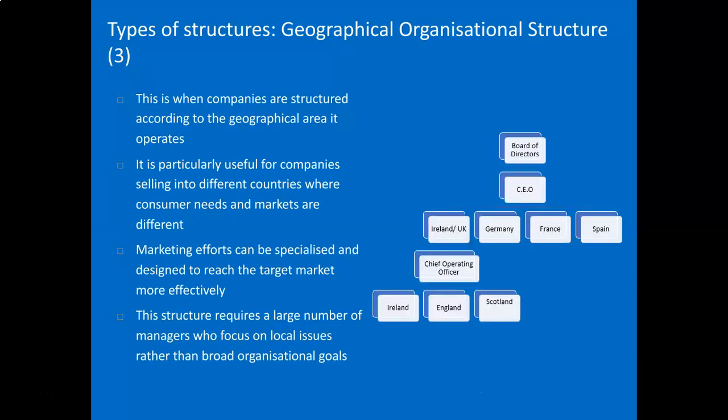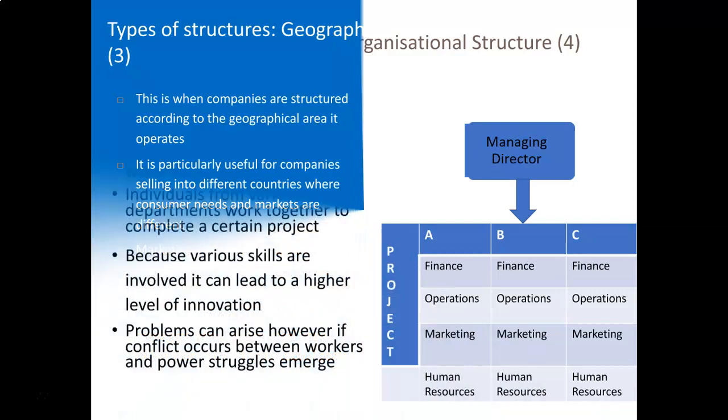Here is the chart. The top is the board of directors, the second one is the chief executive officer, and here are the countries. Ireland and the United Kingdom, then it's Germany, France, Spain, then chief operating officer, which is in Ireland, which is in England, and then it's in Scotland. Okay, move on to the next slide.